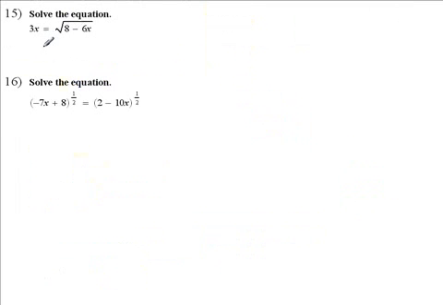Okay, on to number 15 here. Solve the equation. We've already got the radical isolated, so we're just going to go ahead and square both sides. If we square 3x, we get 9x squared. Square the 3, square the x. If we square the radical side, we just get the binomial out of the radical, 8 minus 6x. So all we did there was square both sides of this equation.